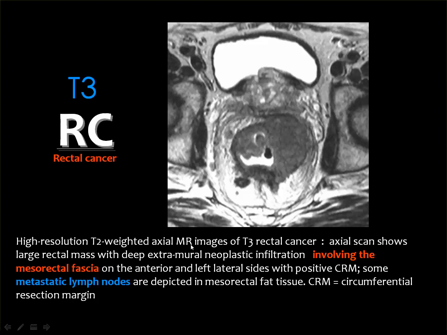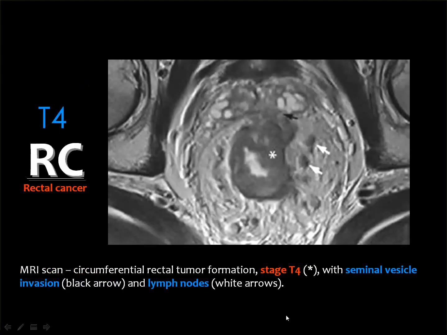Then here is an advanced T3 rectal cancer that has invaded the mesorectal fascia, associated with a lymph node in the mesorectal fat. This tumor is more liable for recurrence than tumors that sit away from the mesorectal fascia. Then stage T4b means that there is invasion of adjacent anatomic structures like the seminal vesicle and the prostate in males, and the cervix and the vagina in females.